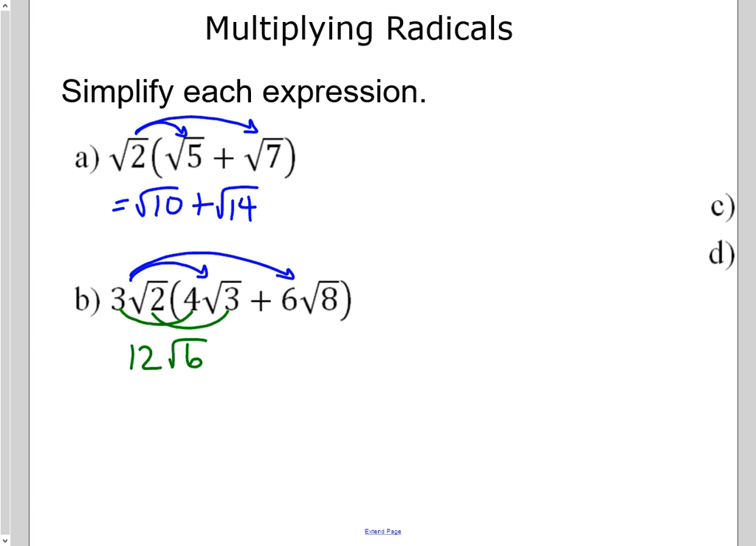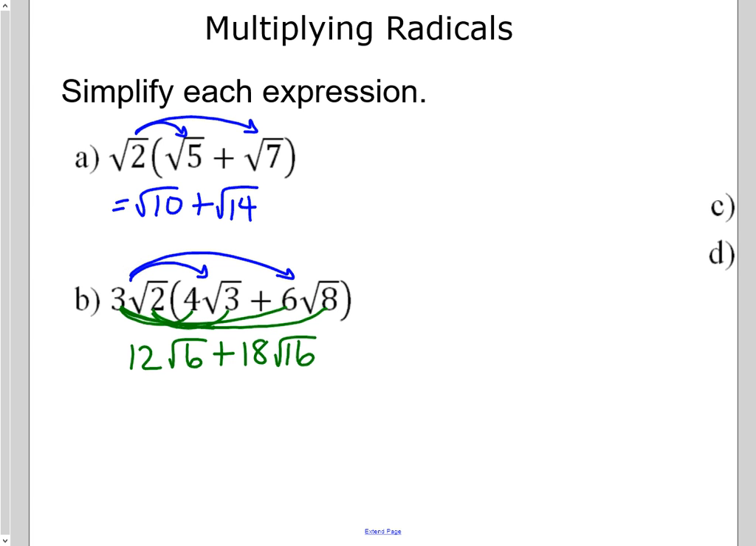Same thing now with the next one. We're going to go 3 times 6 and root 2 times root 8. Okay, so 3 times 6, which is 18, and root 2 times root 8, which is the square root of 16.